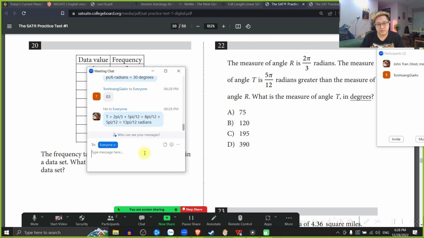It's 13 pi divided by 12 radians, okay? And they ask you in degrees.